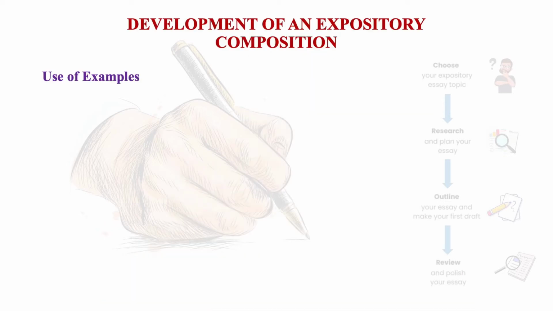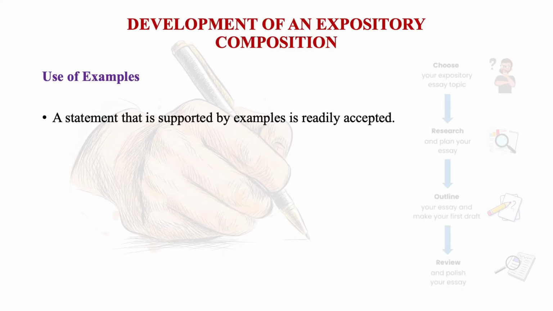The second technique which is used in the development of an expository composition is the use of examples. In the first, we have already talked about a process. There is a process which is involved in writing or developing an expository composition, which has to be followed, and there is a proper order also which has to be followed. So that is the first technique. The second technique is the use of examples.